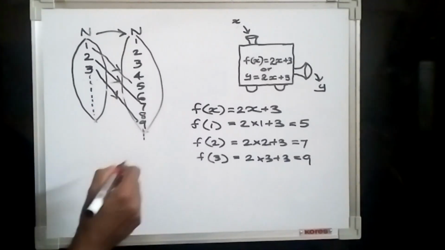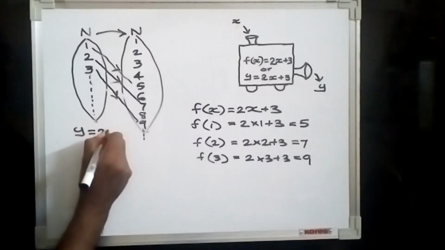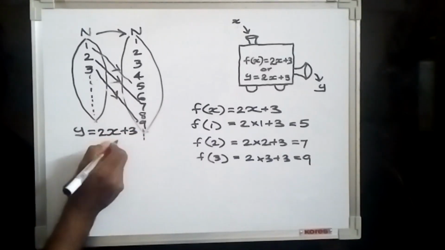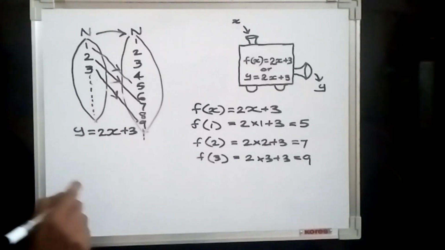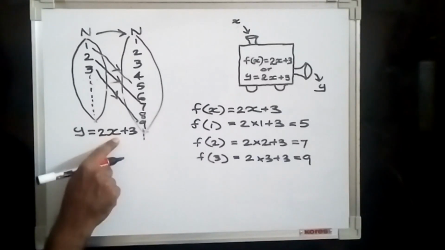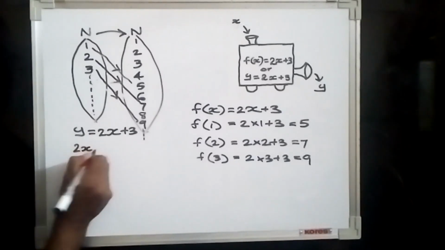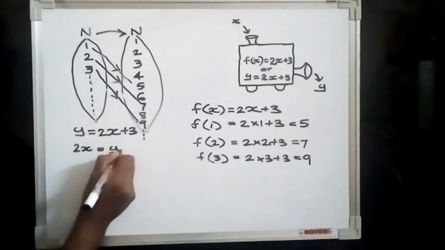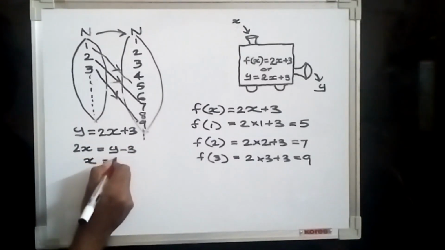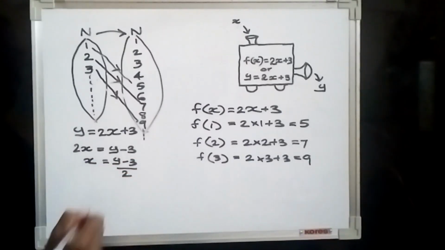We have f of x equal to 2x plus 3 or y equal to 2x plus 3. If we put any value for x, we will get the value of the output y. And we are making a reverse relation. Can we find x from this? Yes, we have 2x equal to y minus 3. Or x equal to y minus 3 divided by 2.